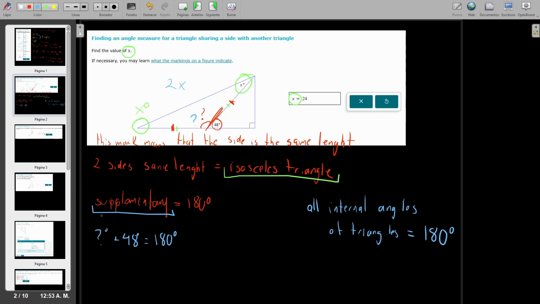Now, we need to find this value. So we need to isolate this one. We know that it is going to be 180 degrees minus 48 degrees. How much is this? Again, I'm going to be repeating this a lot. Use your scientific calculator. It is going to be 132 degrees. So we know that this angle is going to be 132 degrees.